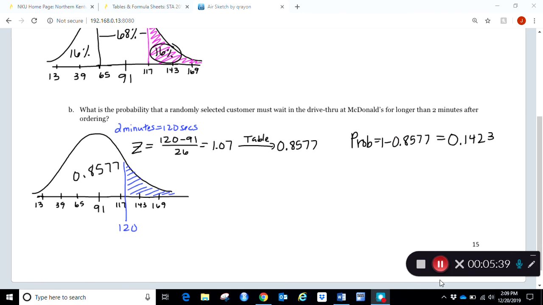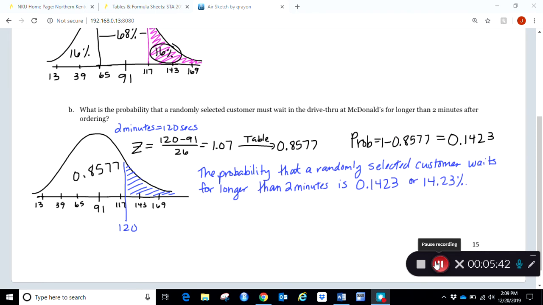Finally, we just need to interpret that probability. So we then can say the probability that a randomly selected customer waits for longer than 2 minutes is 0.1423, or 14.23%. Next, go ahead and try part C.